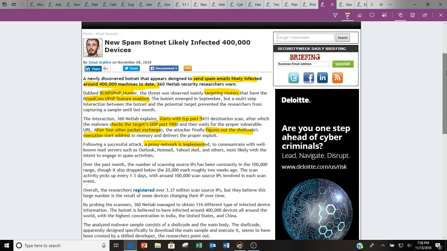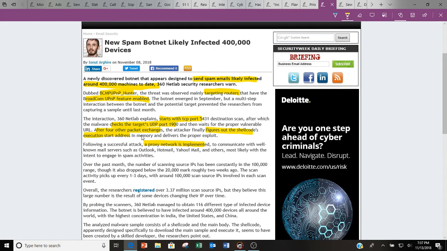And this is called the BCM. Well, I'm not going to try to pronounce it. Basically, it's targeting routers that have a universal plug-in play feature enabled. This paragraph here tells about how they carry out the payload and what they do later.